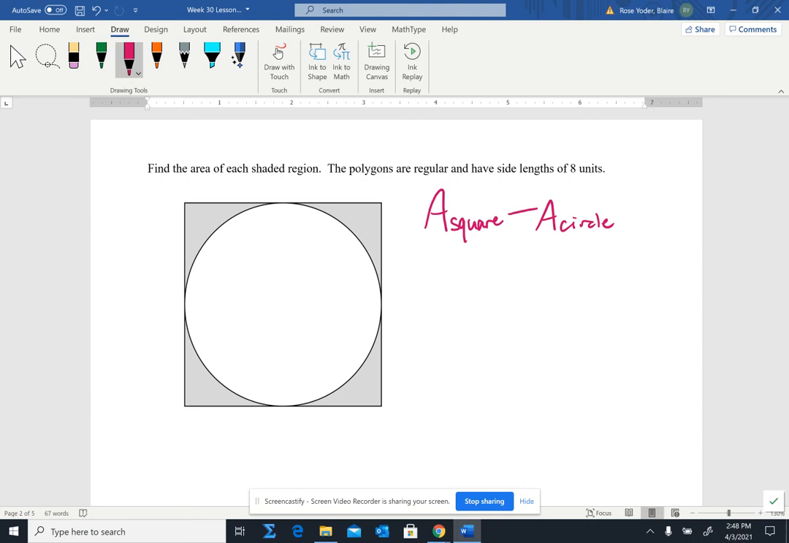So it says the polygon, a square is a type of polygon, has a side length of 8. So you might wonder what that has to do with the circle. You know, you could say, oh, 8. Well, I can quickly find the area of the square, right? 8 times 8. But how does that help you to find the area of the circle? Well, look closely. If I draw in the diameter, what do you notice?